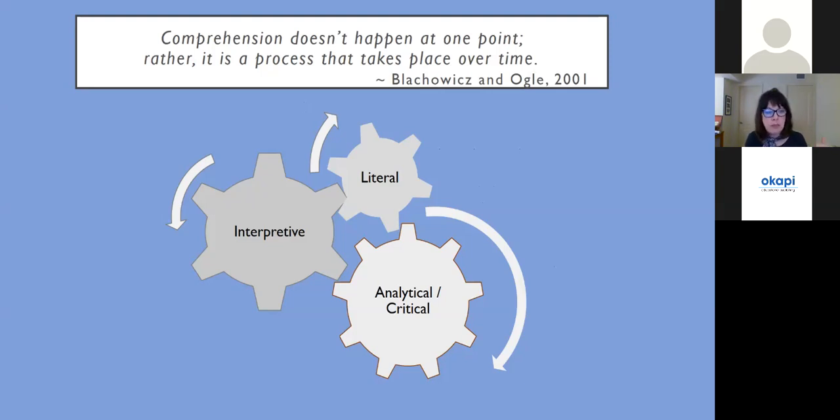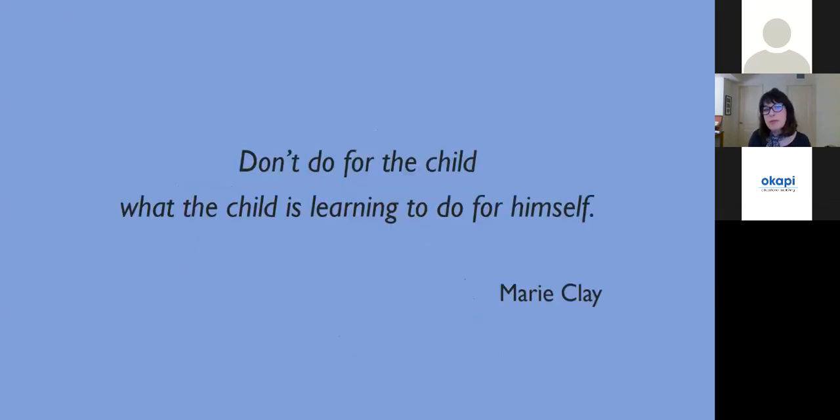It's that process that kids are going through as they're making meaning, and it's a collaborative process. And so the more that they talk and think together, what I begin to see is the work that they're capable of. And I don't want to do something for the child that they're learning to do for themselves.